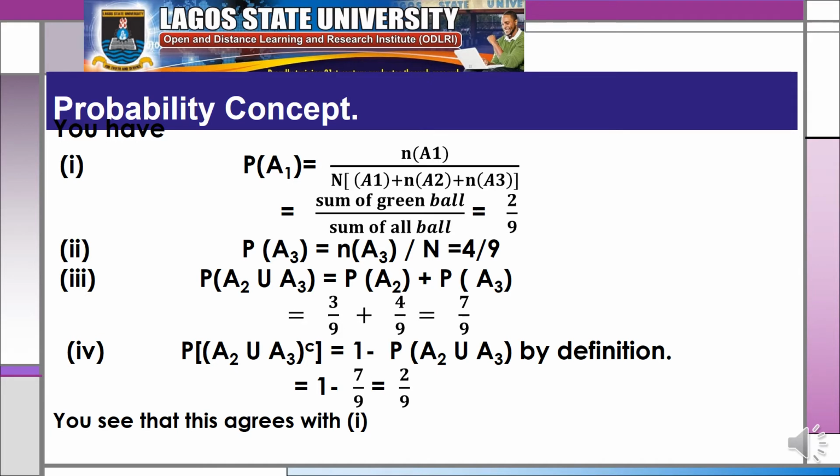Now for the fourth, P of A union, the complement of A2 union A3, will be 1 minus P of A2 union A3 by definition, and that will give you 2/9.